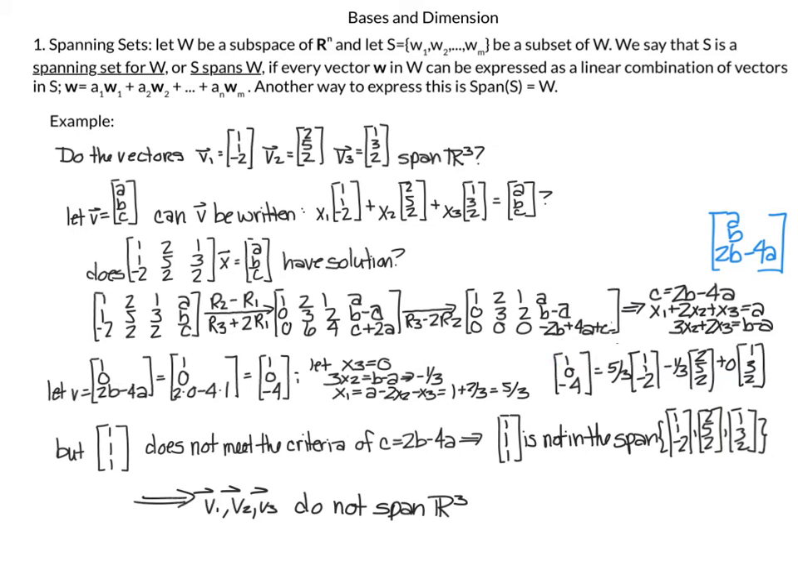So I see that this vector can be written as a linear combination of the three vectors because it is of this form. However, if I just choose an arbitrary vector that does not suit this form, like (1, 1, 1), obviously here c is not equal to 2b minus 4a, it doesn't meet this criterion, so (1, 1, 1) is not in the span of v1, v2, v3, and therefore v1, v2, v3 do not span R3.